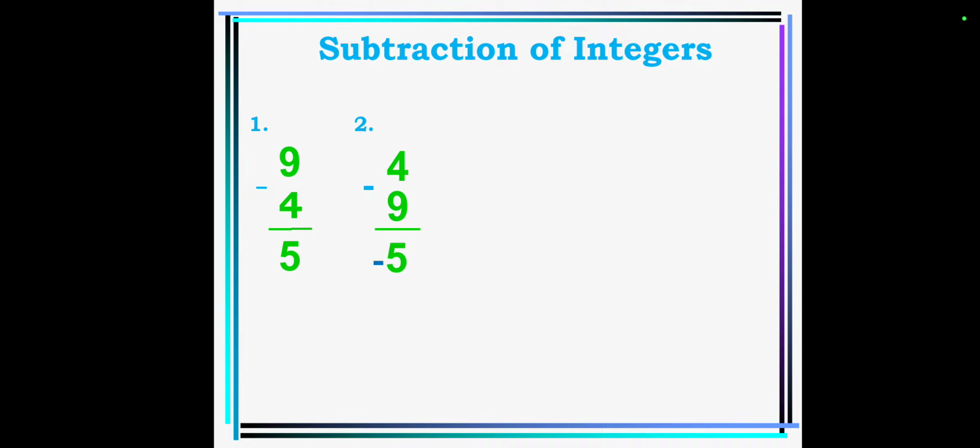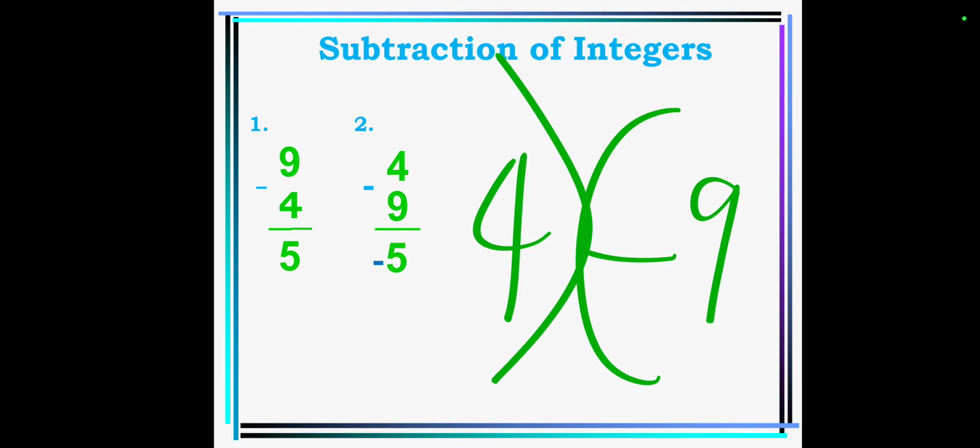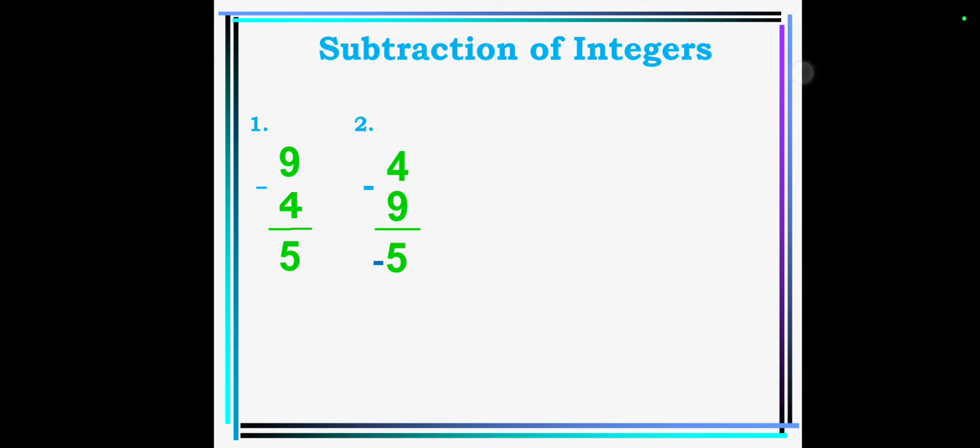So it's positive 5. That's why we answered there positive 5. How about number 2? 4 minus 9. So again, you do it like this. So it's plus. You follow now the rule in adding of integers. So this one, you gain 4, you lost 9. That means you still lost 5. So the answer is negative 5. That's why it's negative 5 there. I hope that is clear.